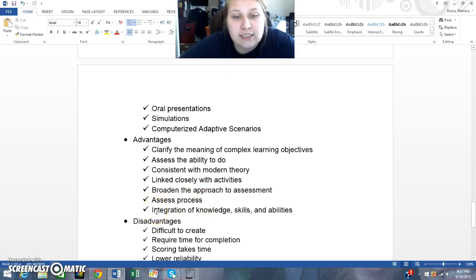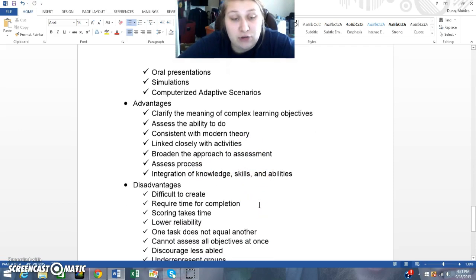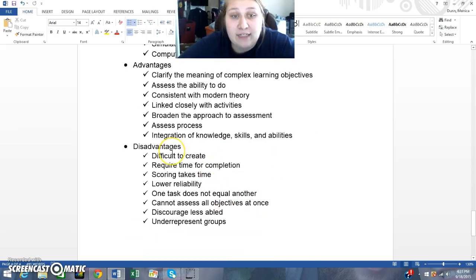Also, it requires an integration of knowledge and skills and abilities of the student. So that is very important. I think that's the key advantage right there. And then we also have disadvantages. They're difficult to create because you need to have them rigorous and relevant enough. It requires time for completion from the students.